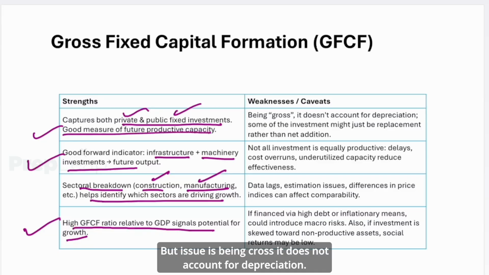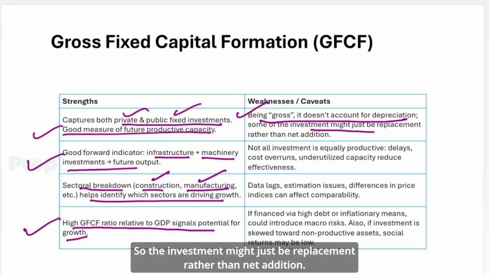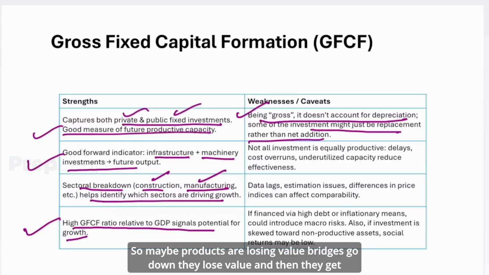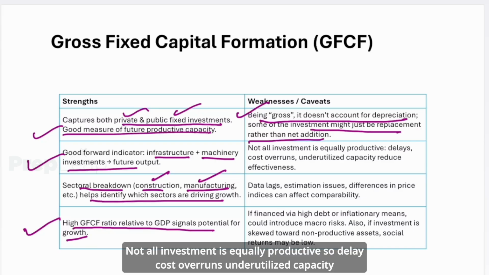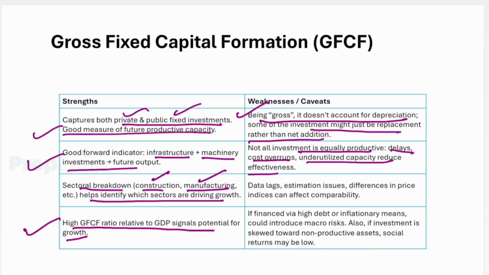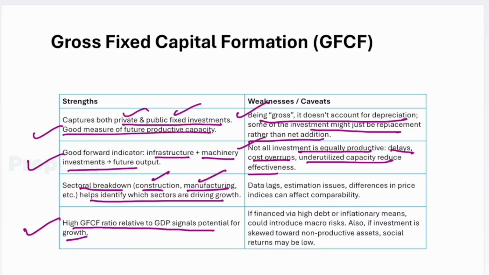But the issue is that, being gross, it does not account for depreciation. Some of the investment might just be replacement rather than net addition. So maybe products are losing value, bridges go down, they lose value and then they get washed away by monsoon and other things. Not all investment is equally productive. Delays, cost overruns, and underutilized capacity reduce effectiveness. So we cannot say every bridge holds the same value. Maybe different bridges give different benefits.